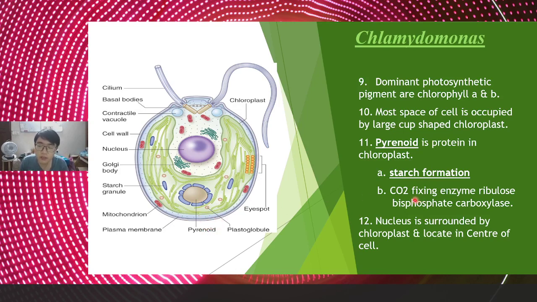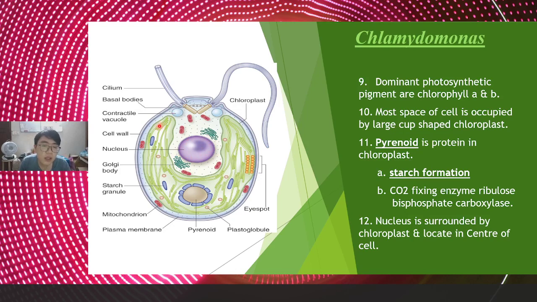And then it also contains the carbon dioxide fixing enzyme, ribulose bisphosphate carboxylase. I think this one is from the photosynthesis chapter. If you remember the photosynthesis chapter, you will know the function of this enzyme. It is the carbon dioxide fixing enzyme, responsible for the dark reaction to carry out the carbon cycle, from the photosynthesis chapter of semester 1. And then the last one is the nucleus, which is surrounded by chloroplast and located in the center of the cell.